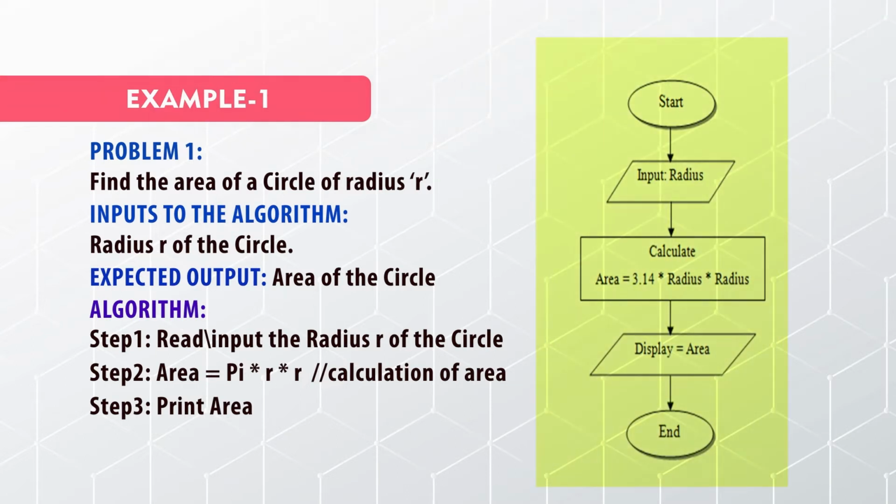Now, looking at the flowchart, we start the problem, we take the input, that is the radius, and we calculate the area. That calculation of the area turns out to be pi, that is 3.14, into radius into radius, and we display the output as the area, and the problem is solved. This type of problem is very sequential, which means each stage has a particular solution. There is no looping, there are no conditions, and the states change in sequence.